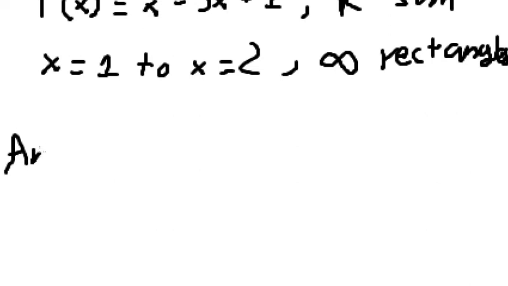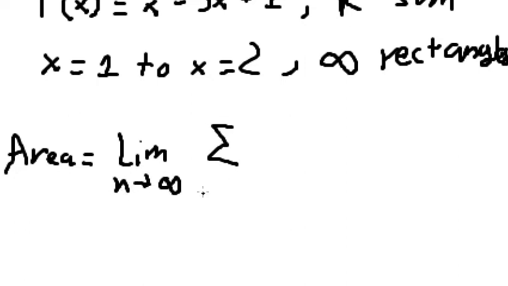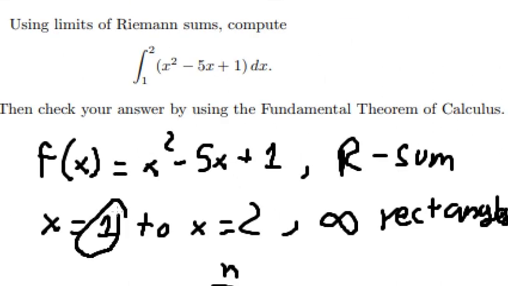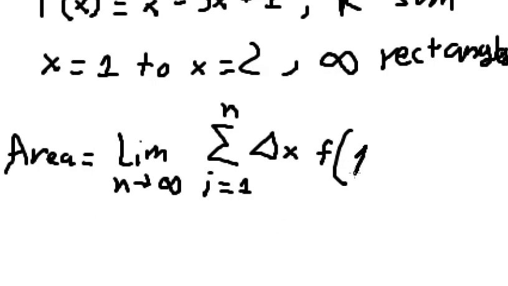So the area of this one should be the limit as n goes to positive infinity of the summation from i equals 1 to n of delta x times the function. Because we start from 1, we have f of 1 plus i delta x.